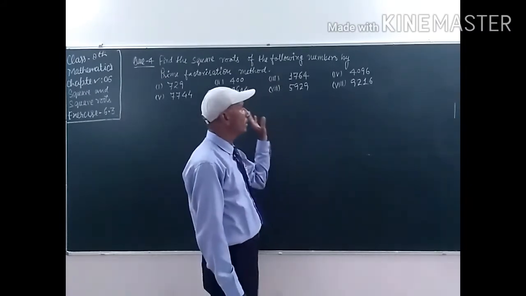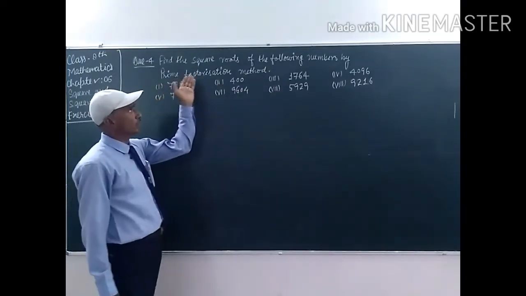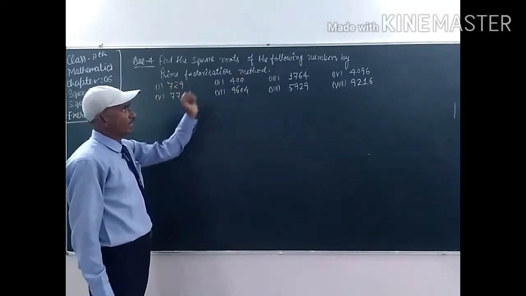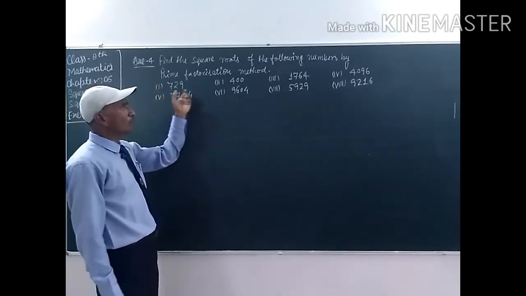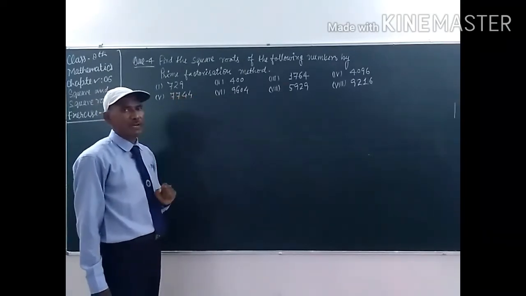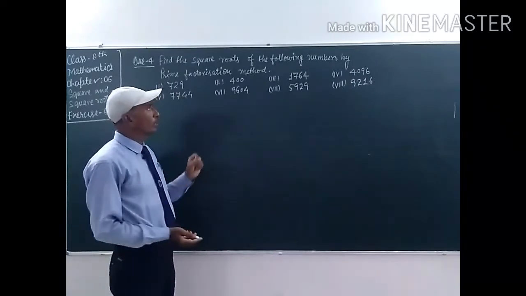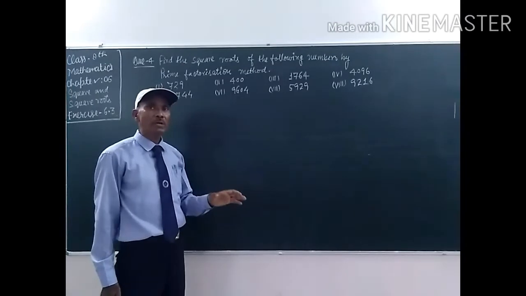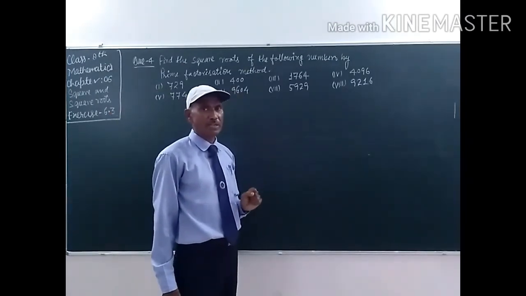This one is question number 4, students, and in this we have to find the square roots of the following numbers by the prime factorization method. We have to find the square root of the given numbers using prime factorization. Students, in your previous video you already learned about the prime factorization method. To find the square root of any number we can use the prime factorization method.